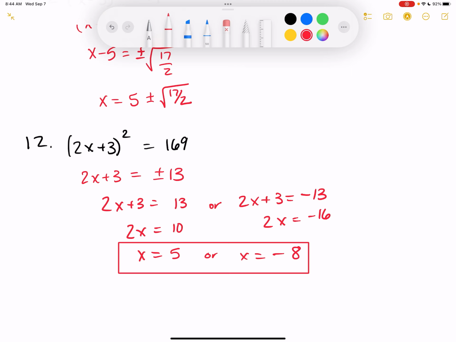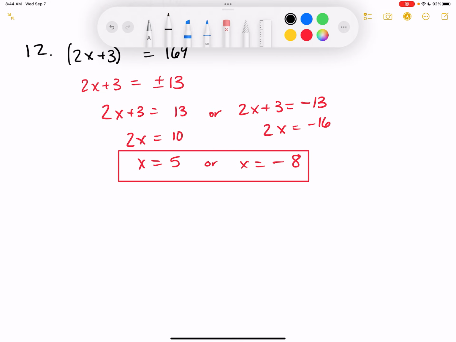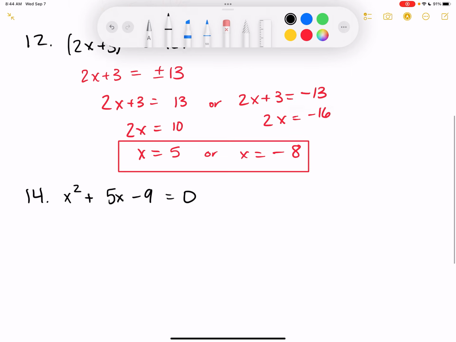All right, the next one says to solve the equation by completing the square. Everybody's favorite thing. What's the fancy word for completing the square? Box it. Half the middle term squared. Oh yeah, that's fancy.